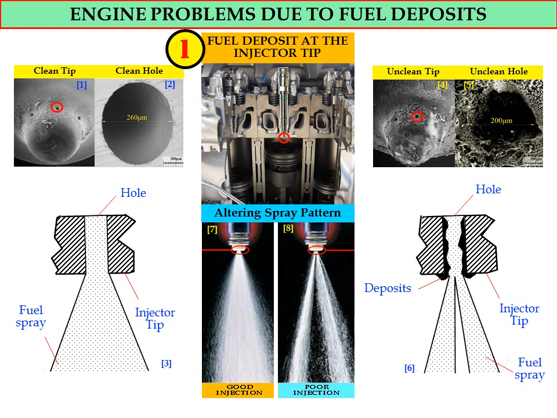However, due to the deposit formation on the inner surface of the holes and also at the injector tip holes, we will have poor injection and also a poor spray pattern, as shown in figure number 8. And this will reduce the fueling rate during the combustion process.